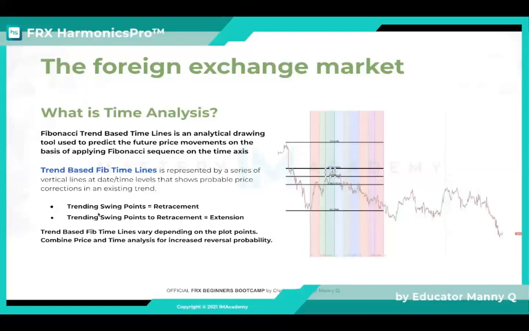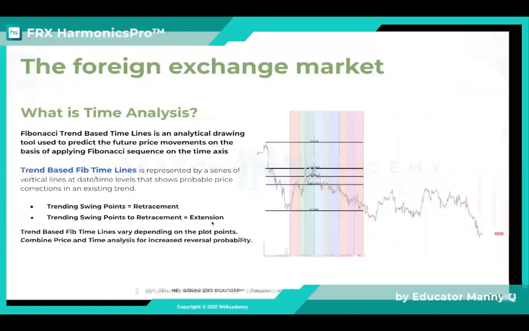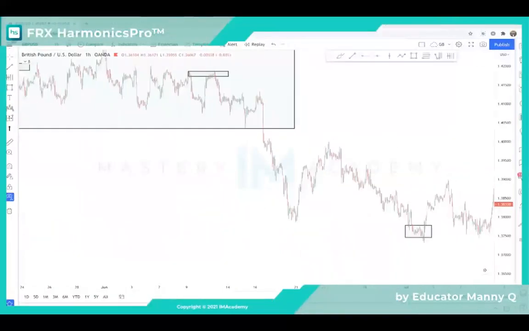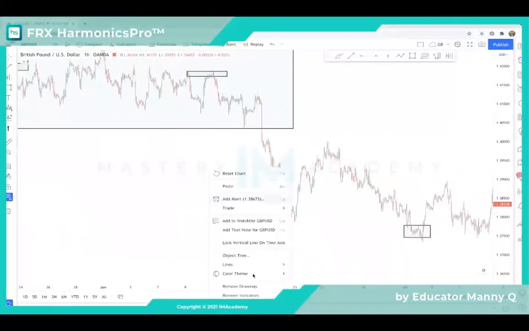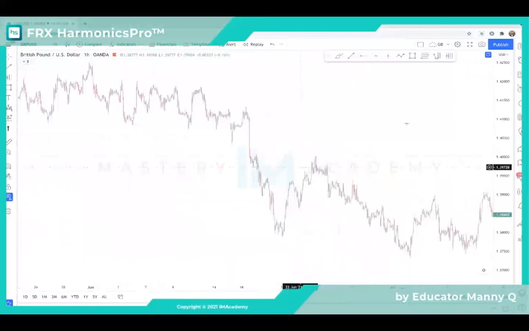today's boot camp. So you can do two things. You can use the trending swing points to find the retracements, or you can use the trending swing points and retracements to find the extensions. All right, so let's just talk about the retracements and how we can use this. So I'm going to come over here. Let's remove drawing tools and let's do this.